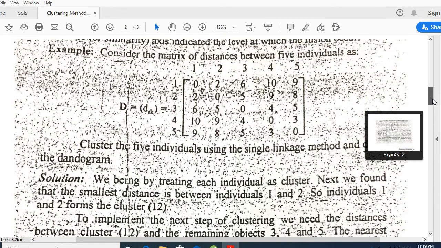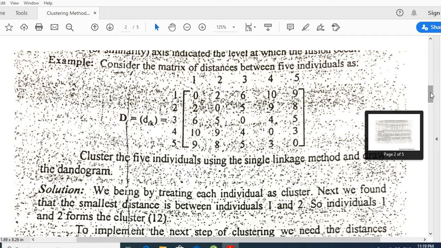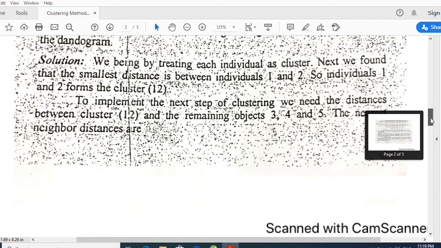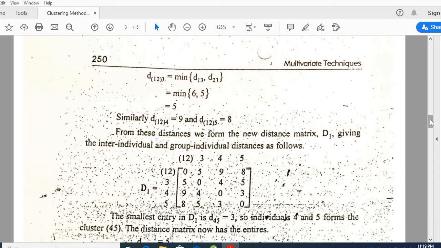Now we observe the minimum distance between two individuals, that is the distance between the first and second individual, which is 2. We will combine individuals 1 and 2 in a single group. After combining them, we will find the distance of 1 and 2 with 3, 1 or 2 with 4, and 1 or 2 with 5. The distance of 1 2 with 3 is the minimum of the distance between 1 and 3, which is 6, and between 2 and 3, which is 5. The minimum distance is 5. Therefore we will write down against 1 2 and 3 the value 5.